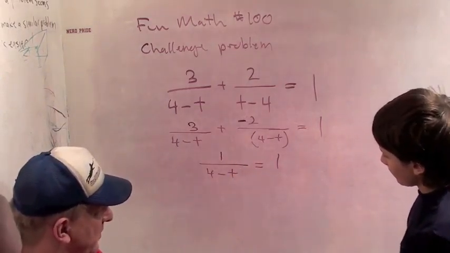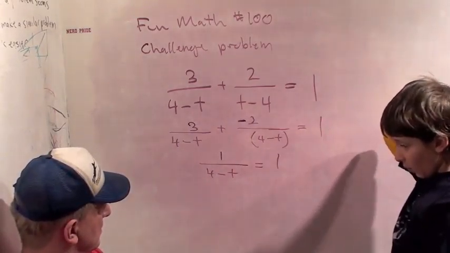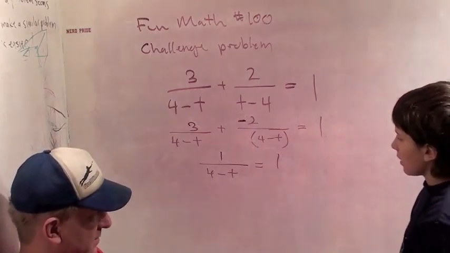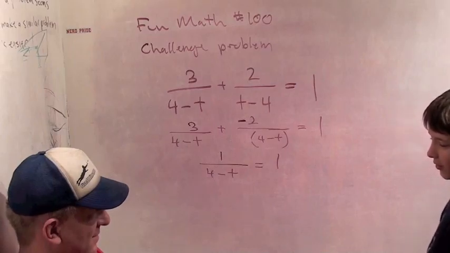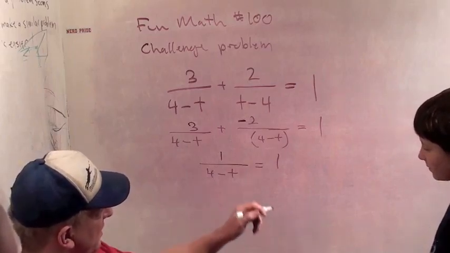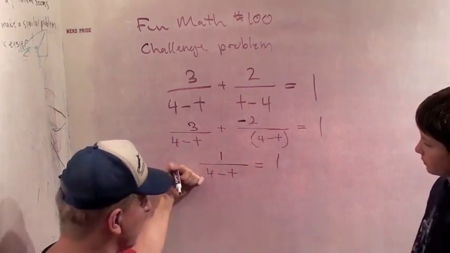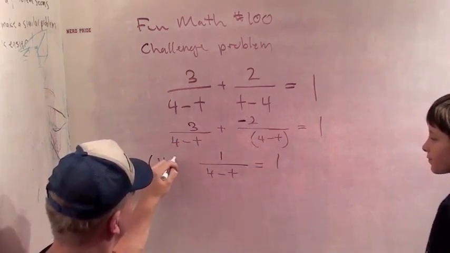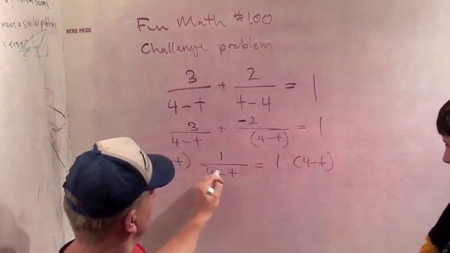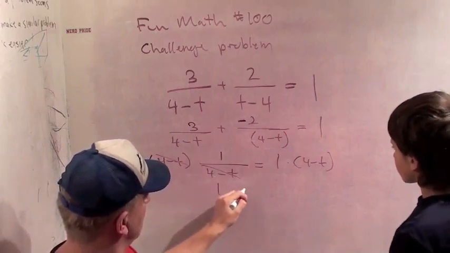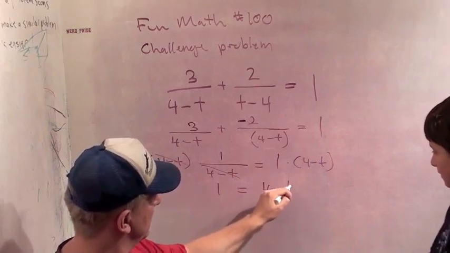Okay, what can I do now? Well, 4 minus t has to equal 1. Why is that? Because 1 over 1 is 1. That's the only way we're going to make it work. What it means when a ratio equals 1, that means the top and the bottom are the same. Alternately, we could just multiply both sides by 4 minus t. And then we get 1 equals, what's 1 times 4 minus t? 4 minus t.